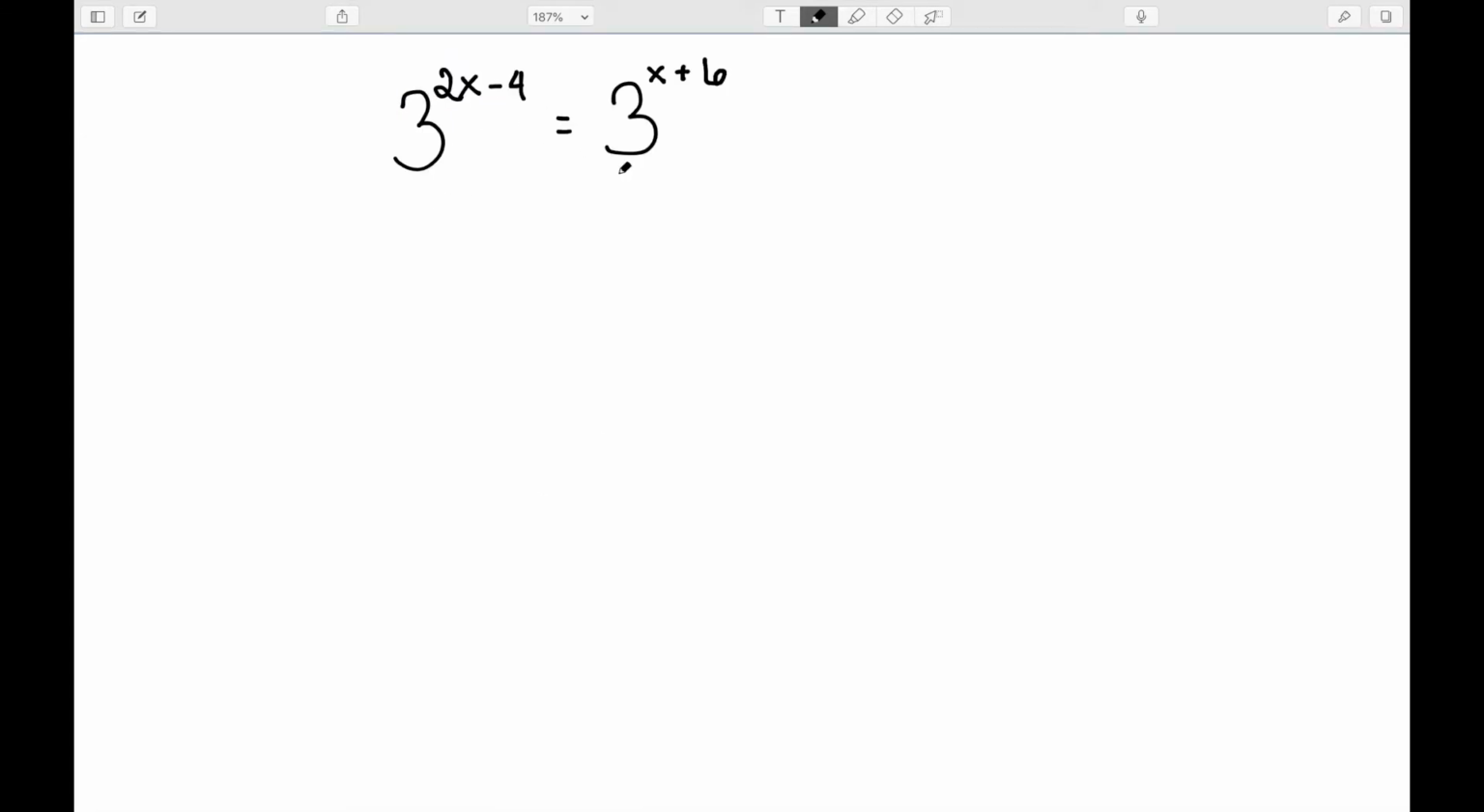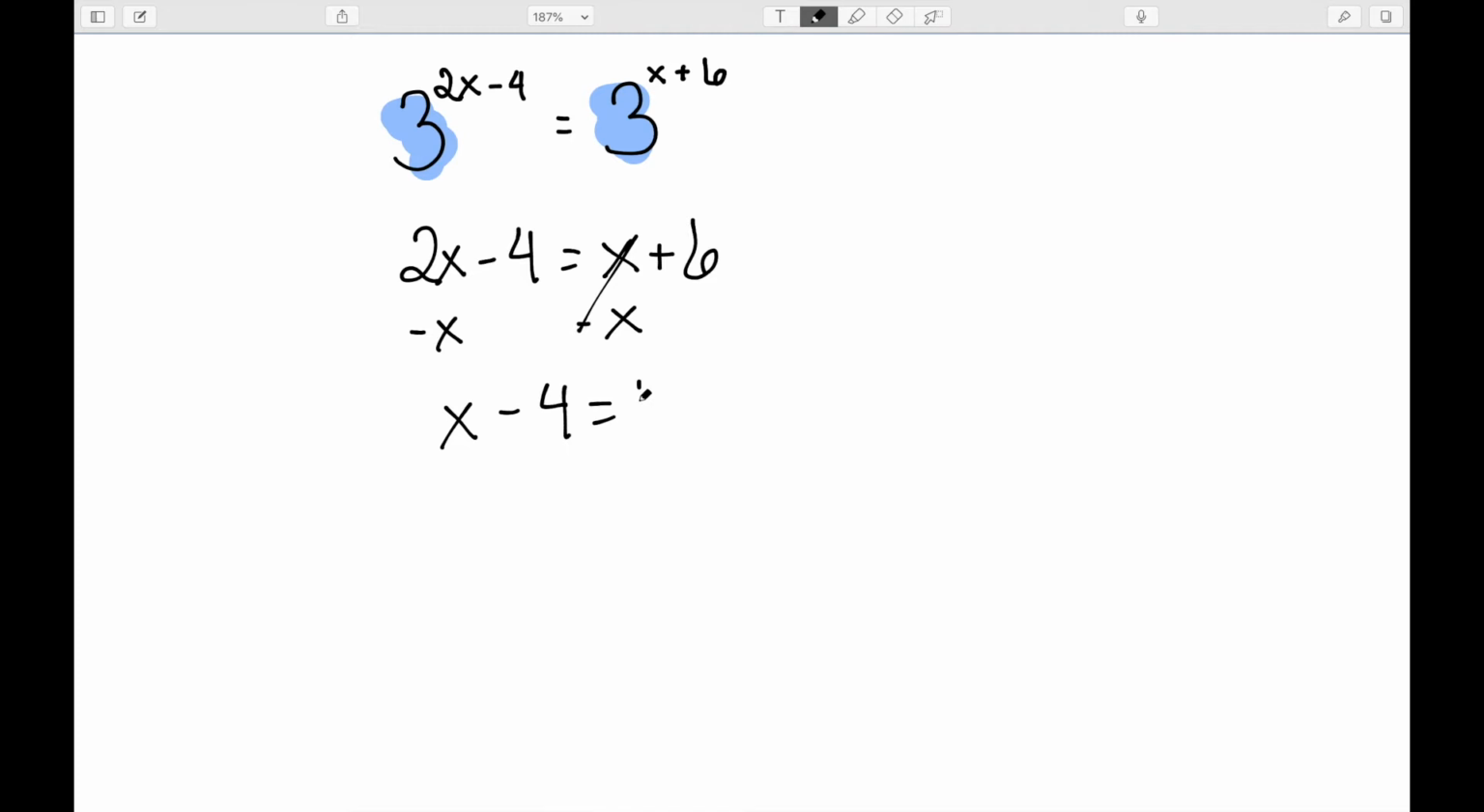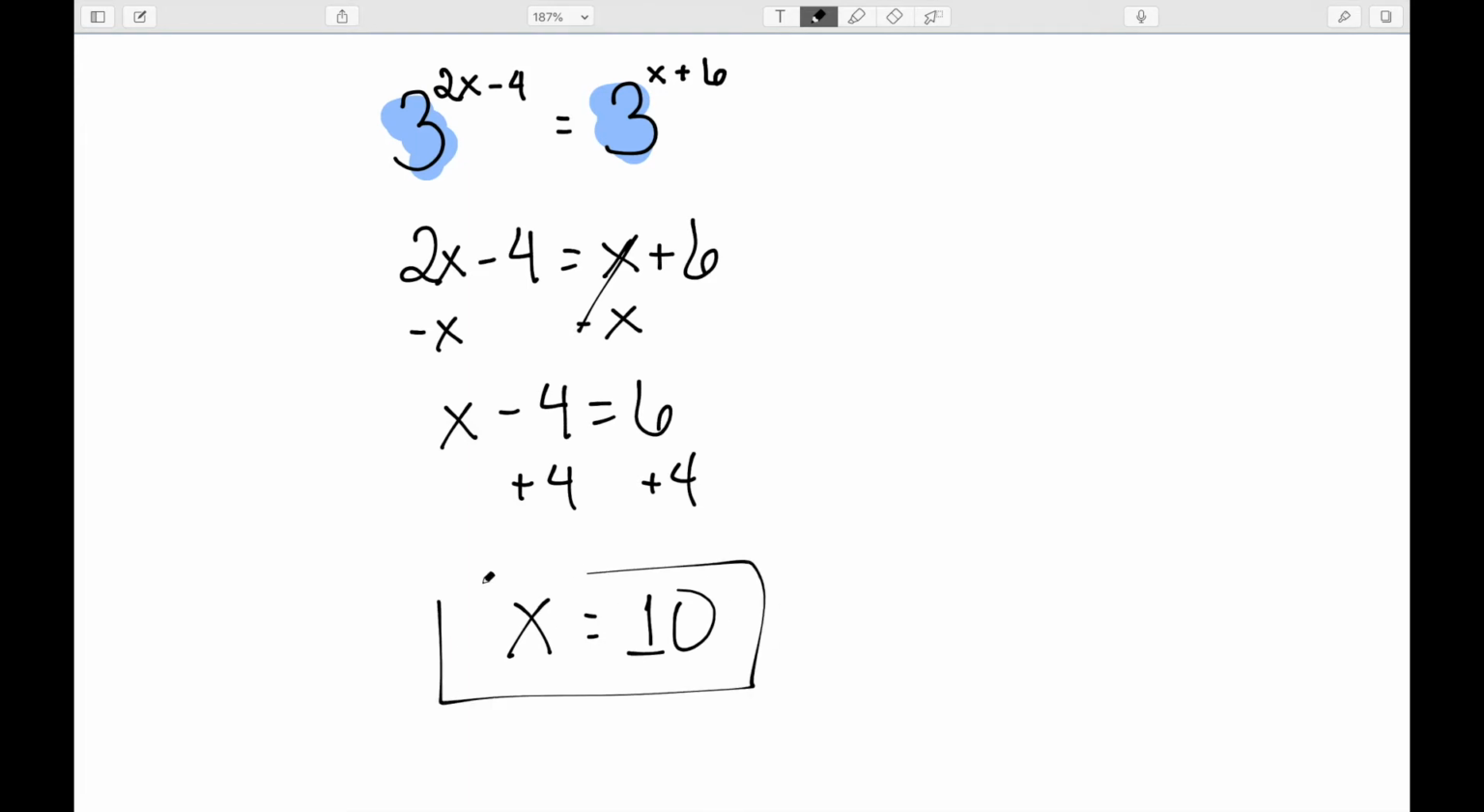Here we have 3 to the 2x minus 4 equal to 3 to the x plus 6. We can see we have the same base on each side. So therefore, we just set the exponents equal. 2x minus 4 equal to x plus 6. And then we can solve. We'll start by getting all the variables on one side, so I'll subtract x from both sides. That gives me x minus 4 equal to 6. I'll then add 4 to both sides and get x equal to 10. So now I have my solution.